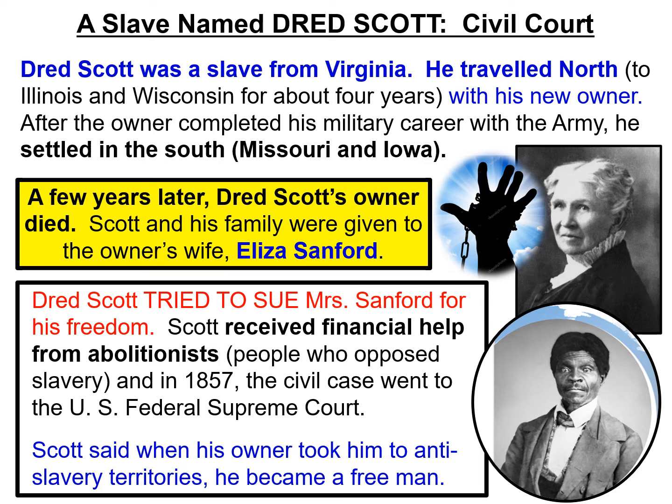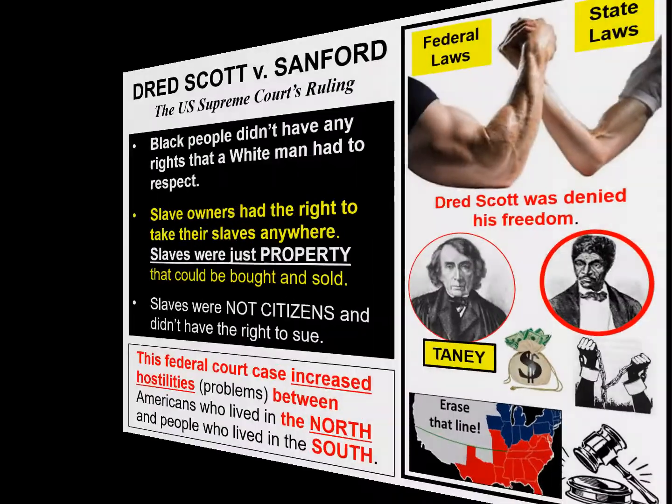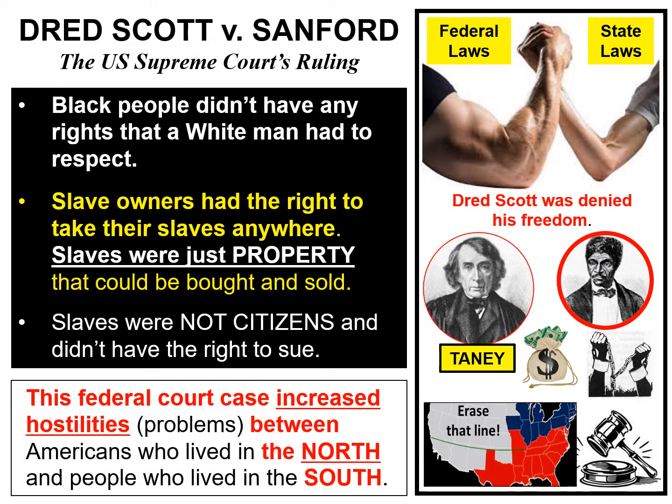Well, this court case is going to have to be decided by a judge. And that judge will be a man named Roger Taney. So let's see what happens with the court case. Dred Scott versus Sanford. This U.S. Supreme Court case appeared before a group of Supreme Court justices, and the Chief Justice's name was Roger Taney. Now, Roger Taney was trying to explain how federal laws have more power than state laws.